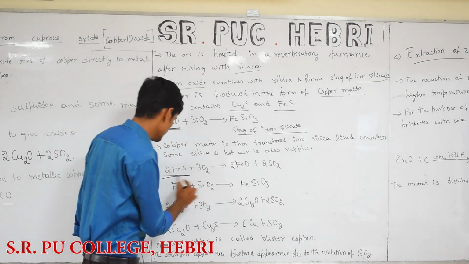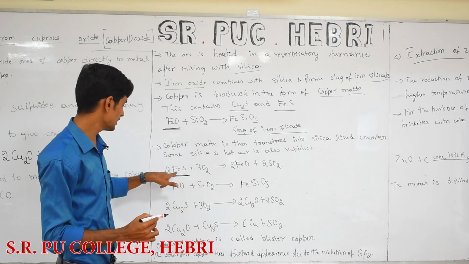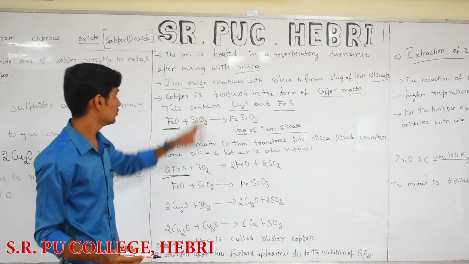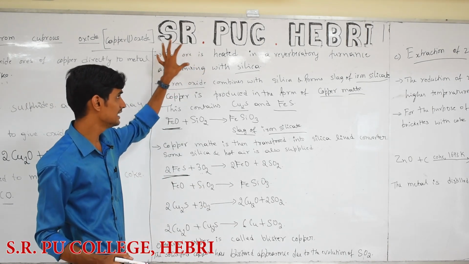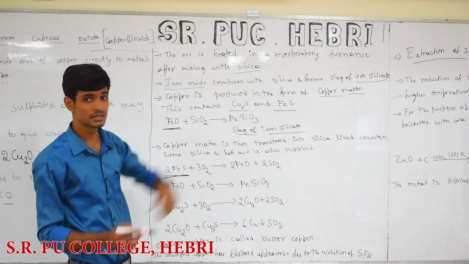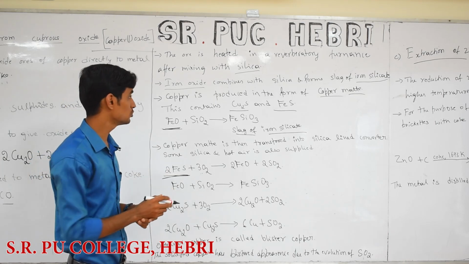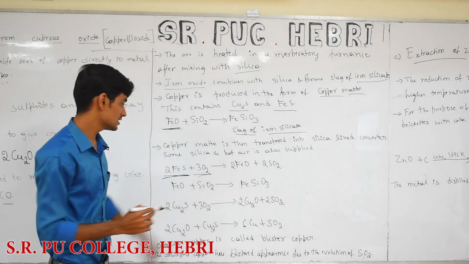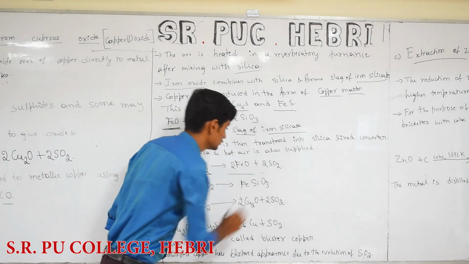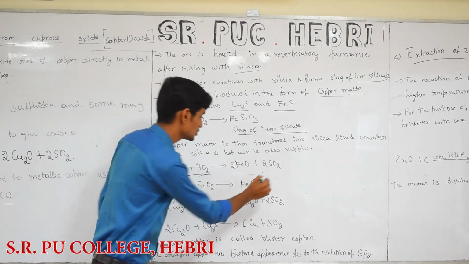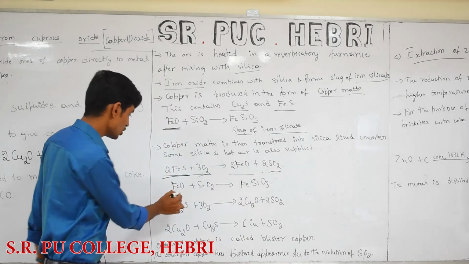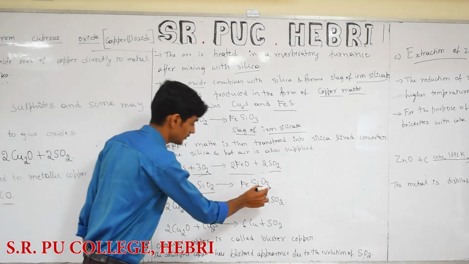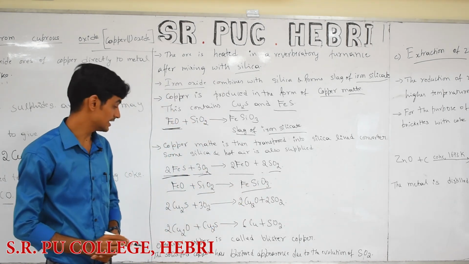The sulfide of iron will react with oxygen. While we heat this in a reverberatory furnace, we will also add some amount of air. So that will react with oxygen and form FeO. Then sulfur dioxide is produced here. Then this oxide of iron reacts with the silica we have added, and forms slag of iron silicate.